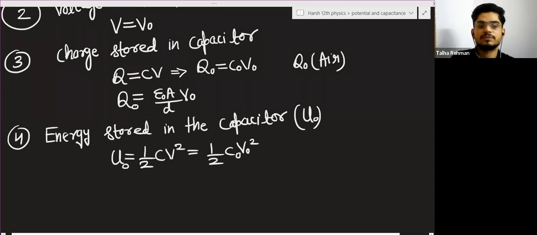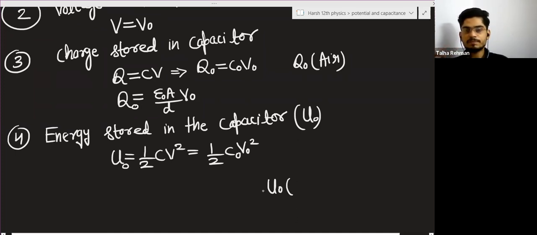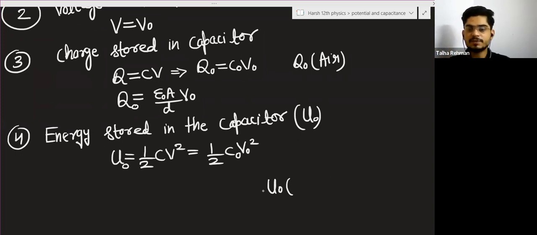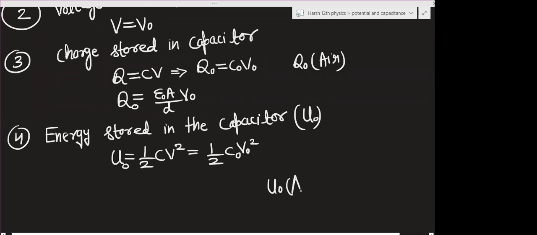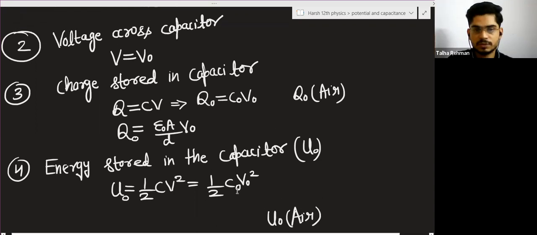Energy stored in the capacitor, I am representing this with U naught. Naught means this is 0. This U naught represents the energy stored in between the plates of capacitor when there is air in between the plates of capacitor. So please note it down. This is very simple.